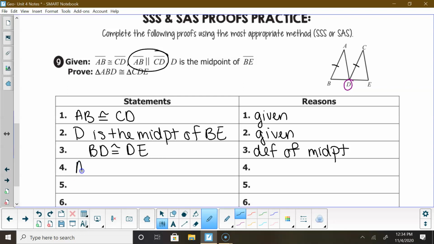So, AB is parallel to CD. Remember, my markings are these little arrows here and here.